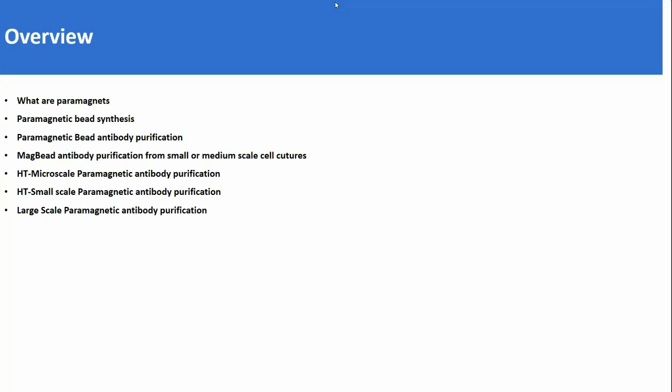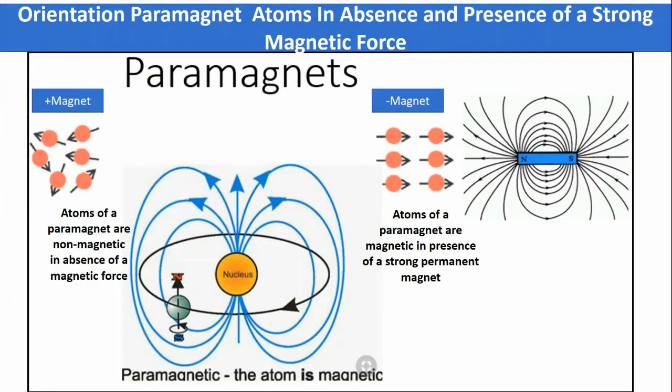And then I'll follow it up with the different scales of protein purification in terms of antibodies, starting from the small and medium scale using cell cultures in single vessels. And then I'll go through the micro scale, the high throughput systems using a robotic system. That will be followed by the small scale purifications, also a high throughput system, automated, semi-automated. And then finally, end up with a larger scale, which now goes up to the large wave bags around 25 to 30 liters.